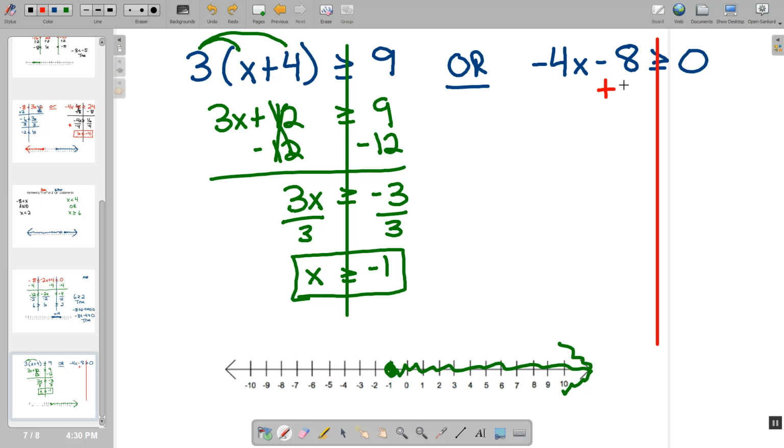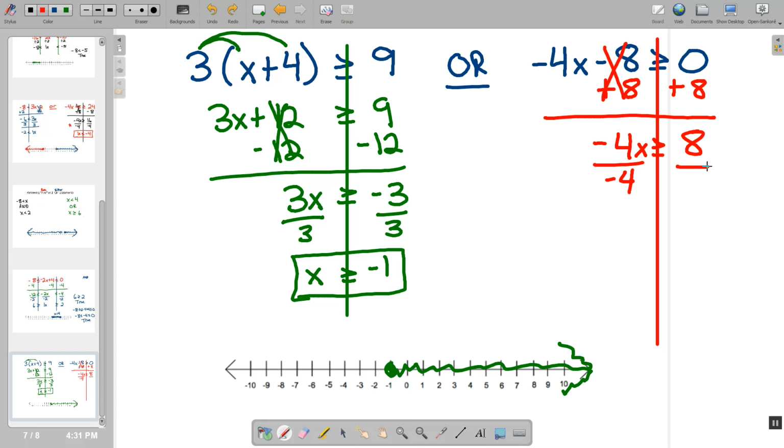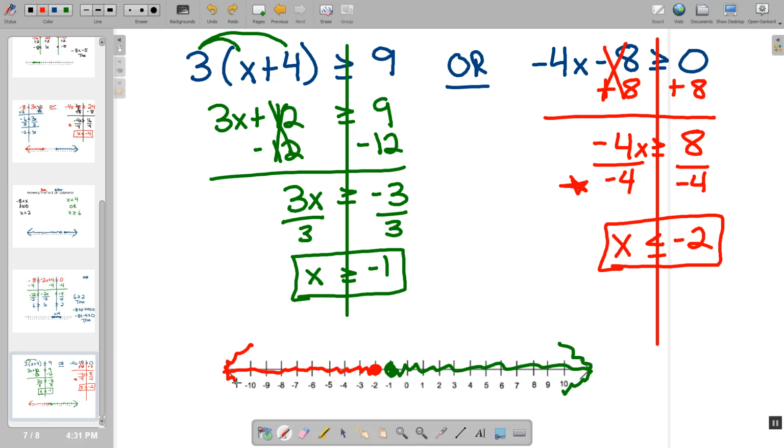And I'm going to add 8 to both sides, which gives me negative 4x is greater than or equal to positive 8. I'm going to divide everything by negative 4. I see a dividing by a negative sign here. So that means x has to be less than or equal to, because I flipped the sign, negative 2. So closed circle at negative 2, shading left. And that means I very likely do have this correct.